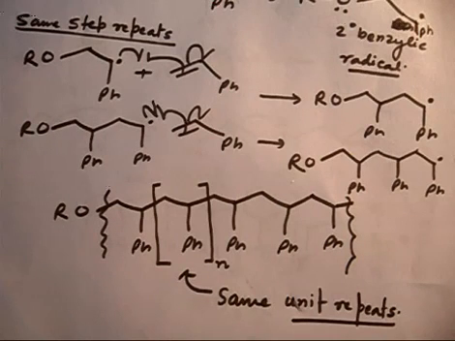So we have discussed two kinds of polymerization, cationic polymerization and free radical polymerization. Basically there is something called anionic polymerization that also happens. So we'll discuss some reactions of anionic polymerization.